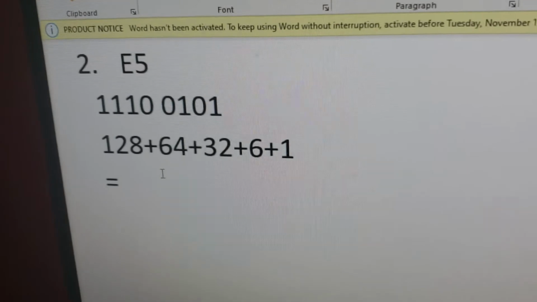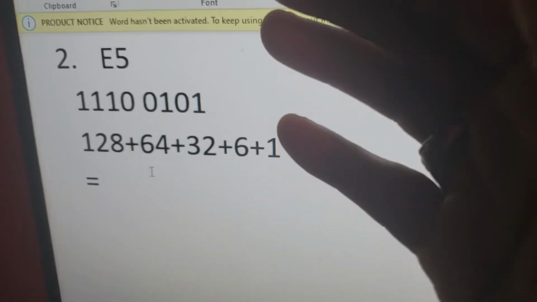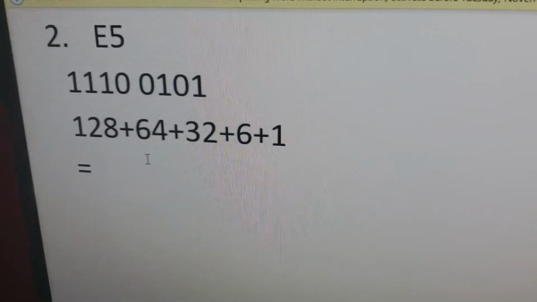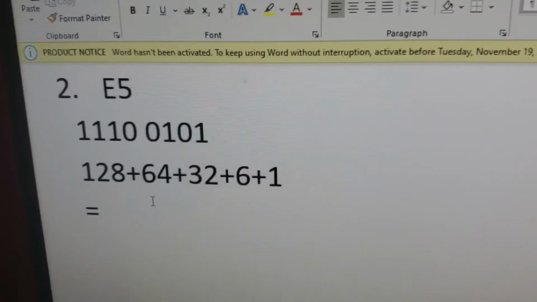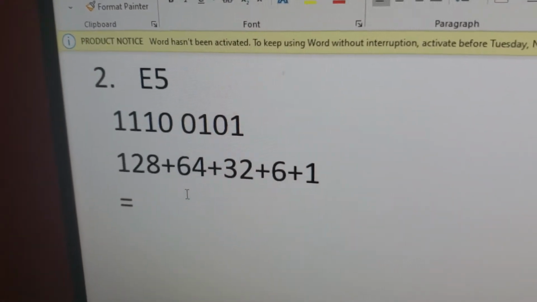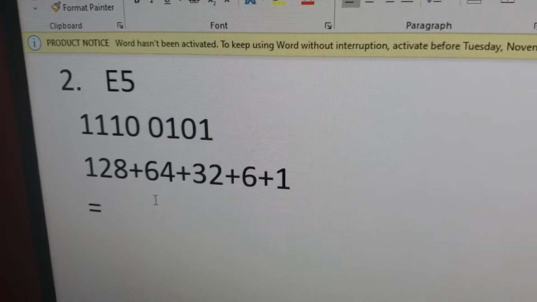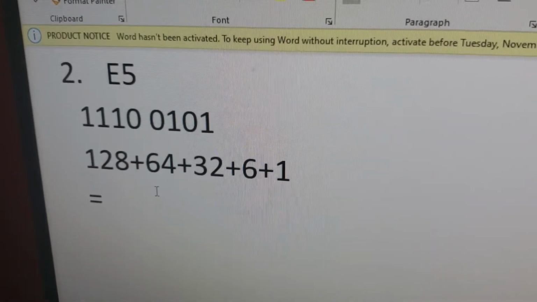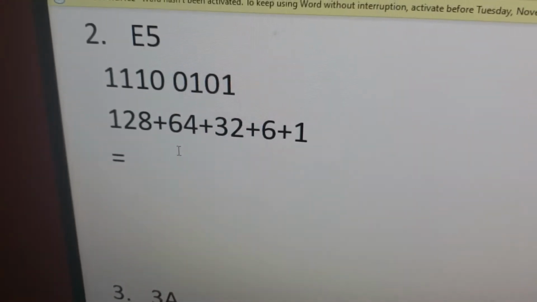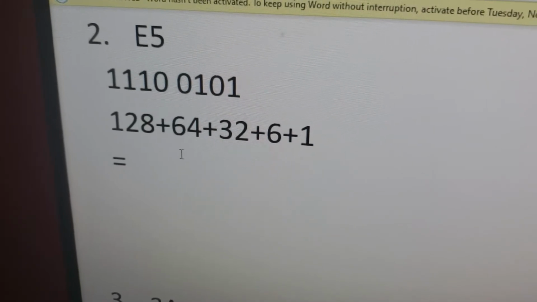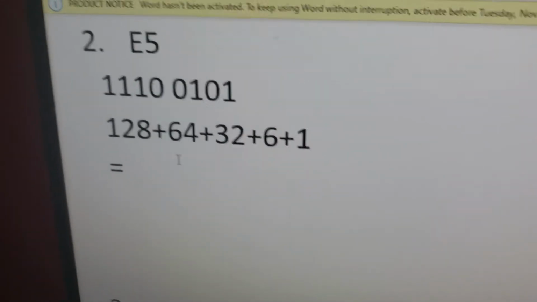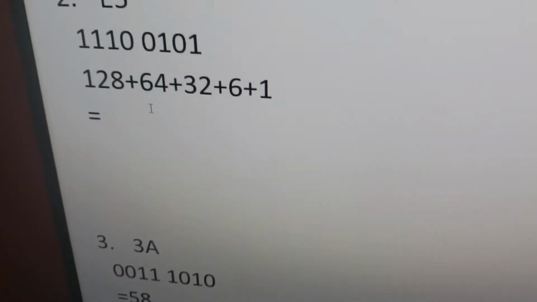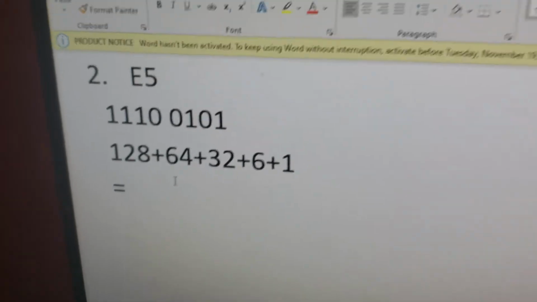We got E5. Same thing as before. We're going to take the bits for E. E is 14, so the bits that add up to 14 are 8, 4, and 2. 8 plus 4 equals 12, plus 2 equals 14. For 5, the bits that add up to 5 will be 4 and 1. 4 plus 1 equals 5. After that, we do the exact same thing we did in problem 1. We go from left to right, and then we add up all the bits that are turned on. So 128 is turned on, 64 is turned on, 32 is turned on, 16 is not turned on. 4, my bad, I messed up on that one. It's actually 4 plus 1.